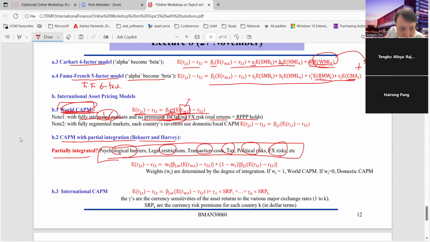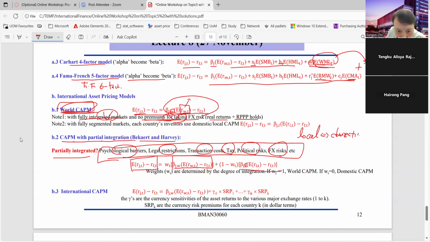In that case, for the CAPM, we can think about a weighted average model. So what is the weighted average model? Here the excess return from buying asset J is equal to, first, the world market term, and second, the local market term. Here L is for local, or domestic, or each country.